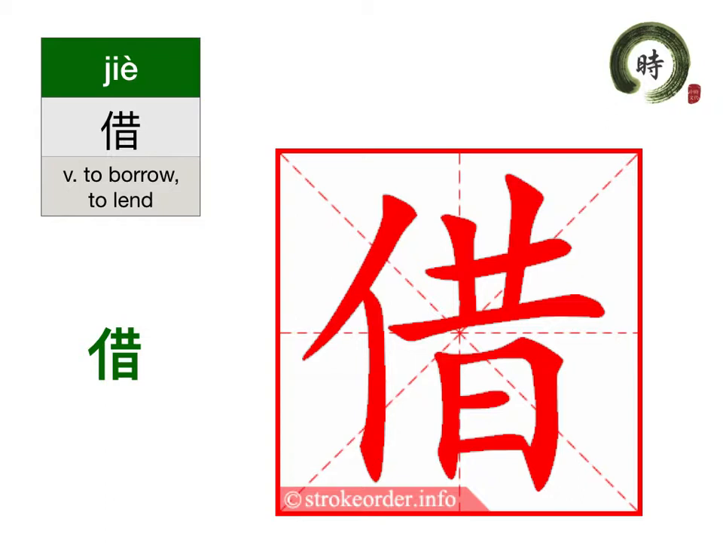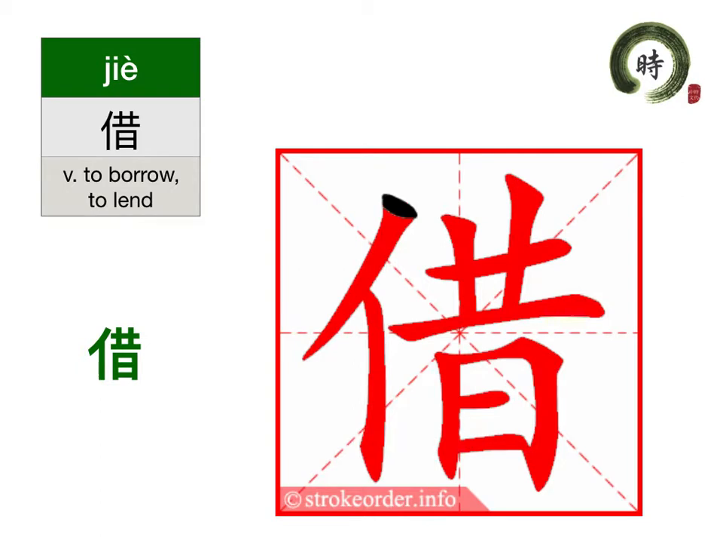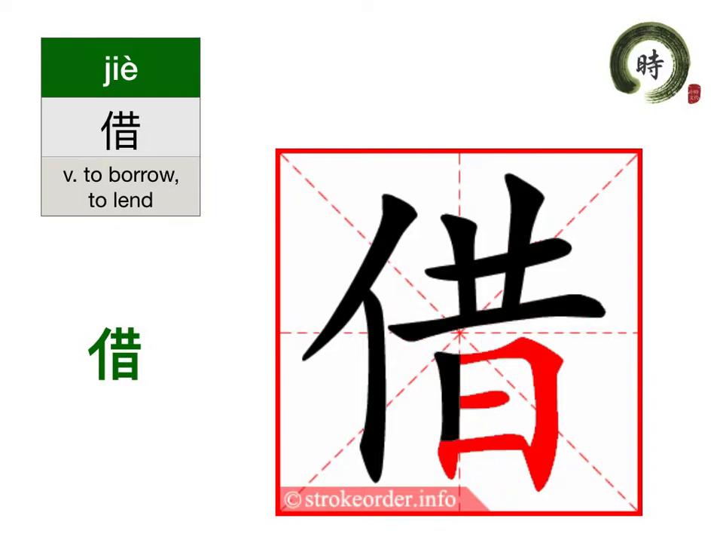Now, let's take a look at the writing here. So first, single person radical. And then, for the lower part, we have the character 日。Okay, now could you please write down 借 by yourself? 非常好。So if we want to say to borrow a book, we say 借书。To borrow money, 借钱。Good.